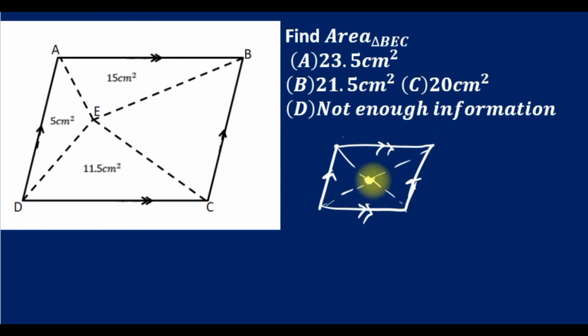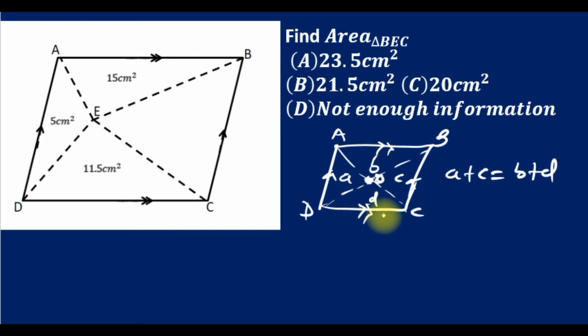At any point inside the parallelogram, maybe O, if you have A, B, C, D, the area of AOD is A. So these are the areas. It states that the sum of the opposite areas, A plus C, must be equal to B plus D. That's the theorem. So what you have to do is apply it here. From that, we'll get the answer.